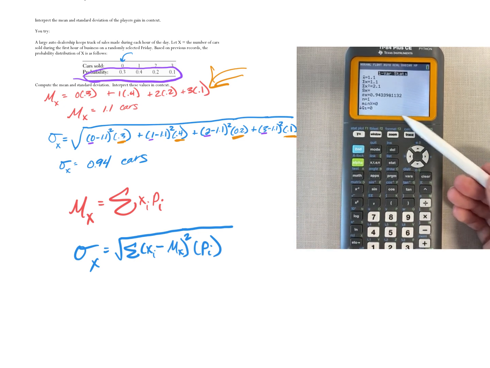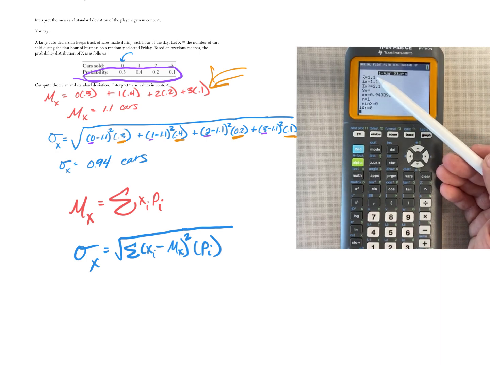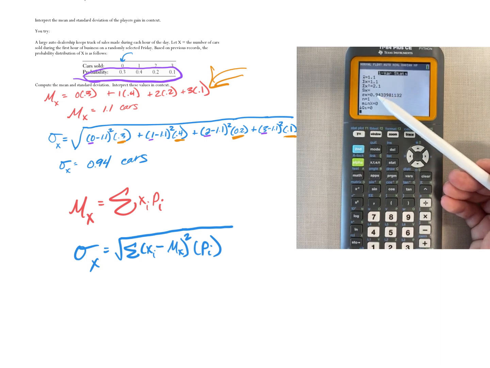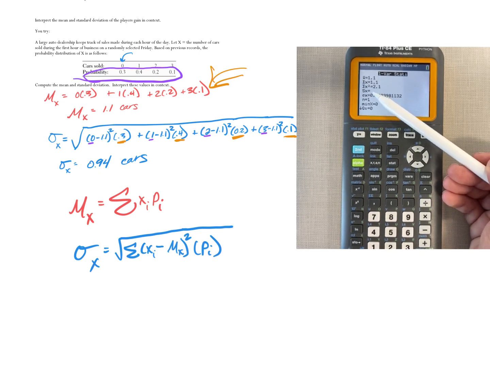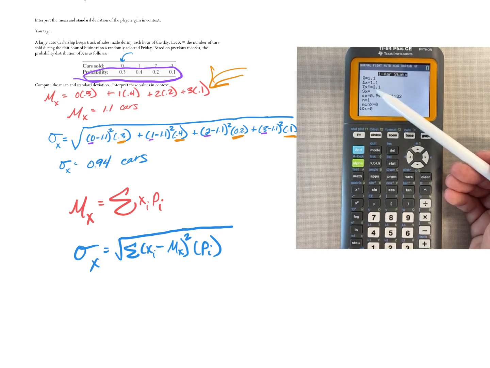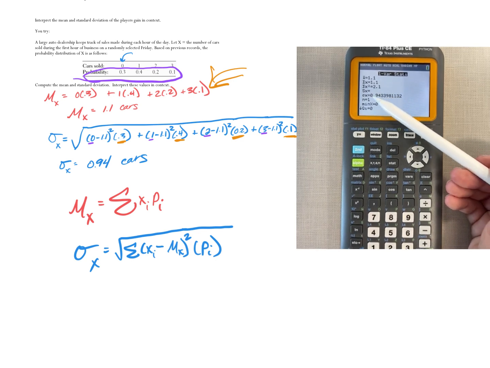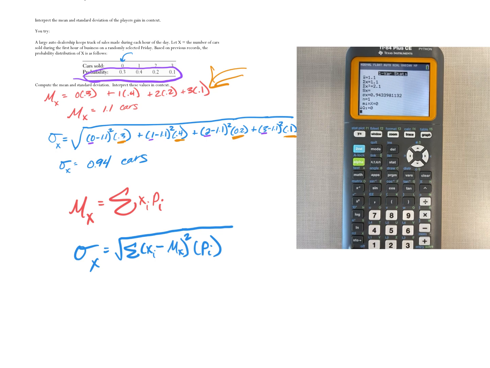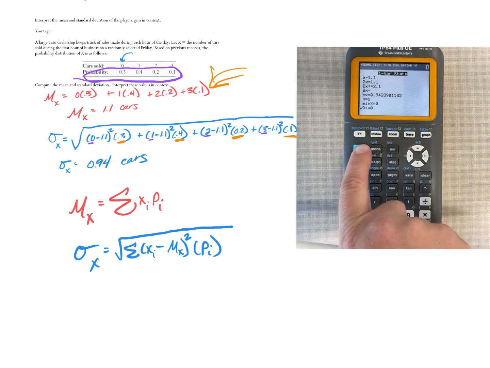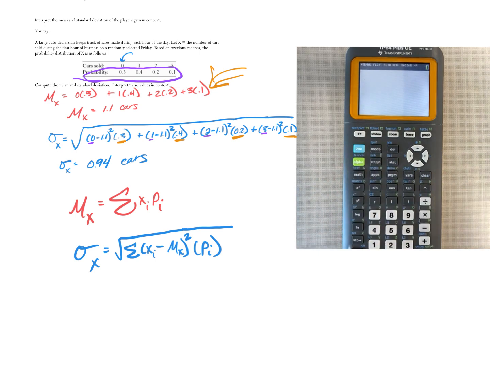You can see that we have the exact same 1.1 for our mean. We have 0.94 for the standard deviation. We talked about how this isn't the probabilities of an actual sample, so the calculator won't even give us S, because it knows this is a theoretical sample, so we're describing a population. Okay, so that's how you find this stuff in the calculator. Put the calculator away, and let's move forward to the next.